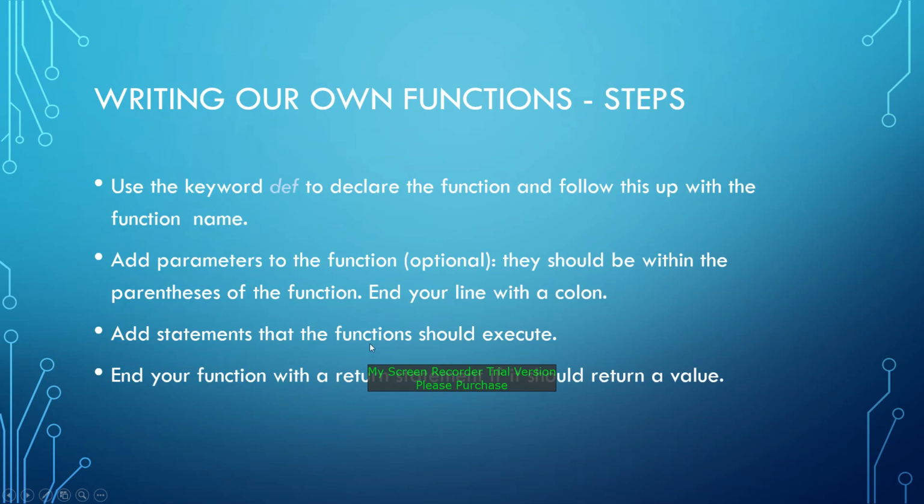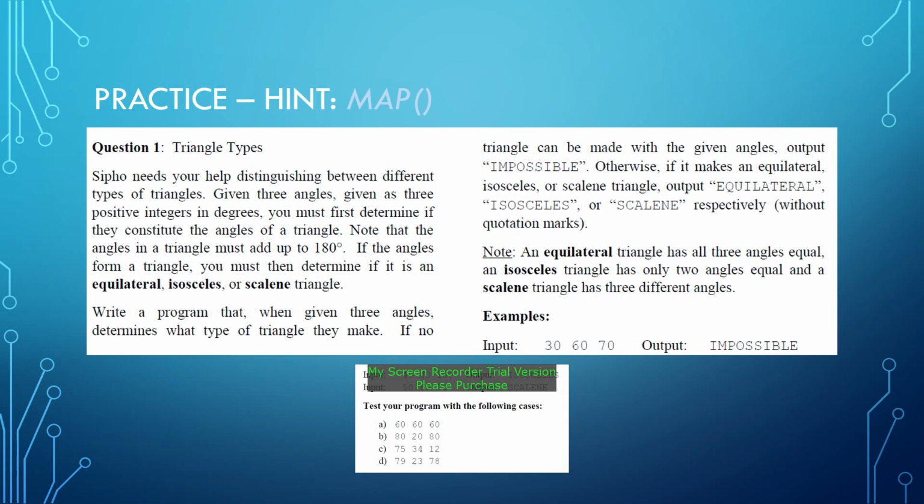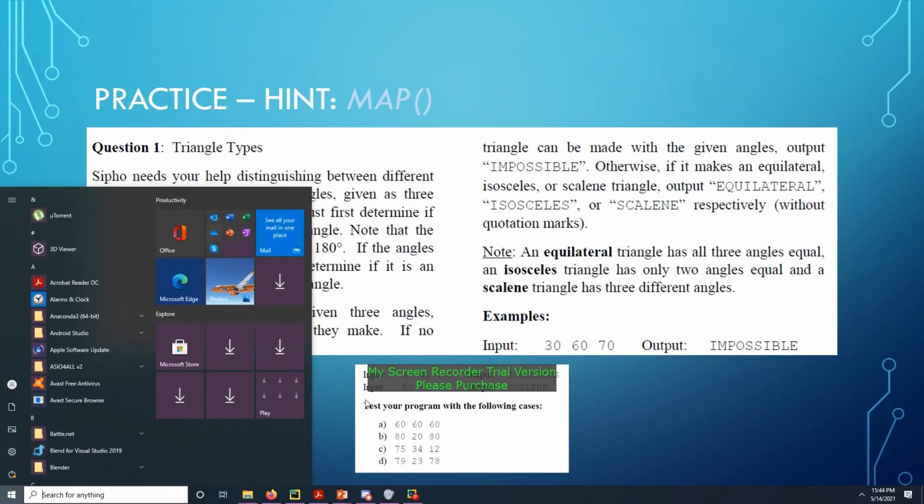You can add statements that the function should execute, and then you end your function with a return statement if it should return a value. Sometimes you want a function that does not return a value. So that is up to you. All right. Now, we will be starting with the Olympiad practice.